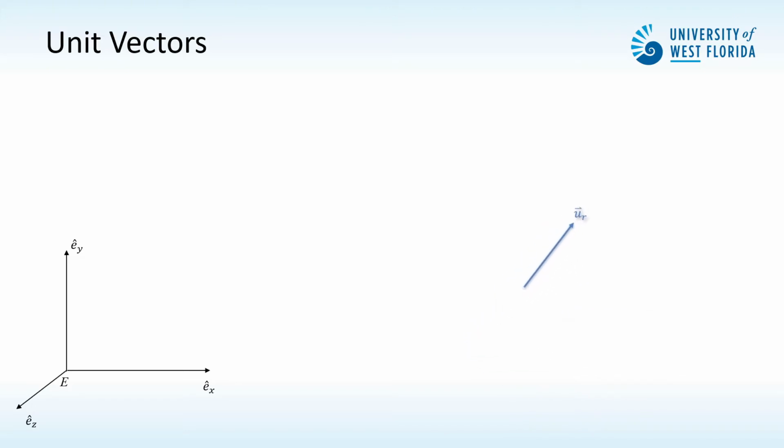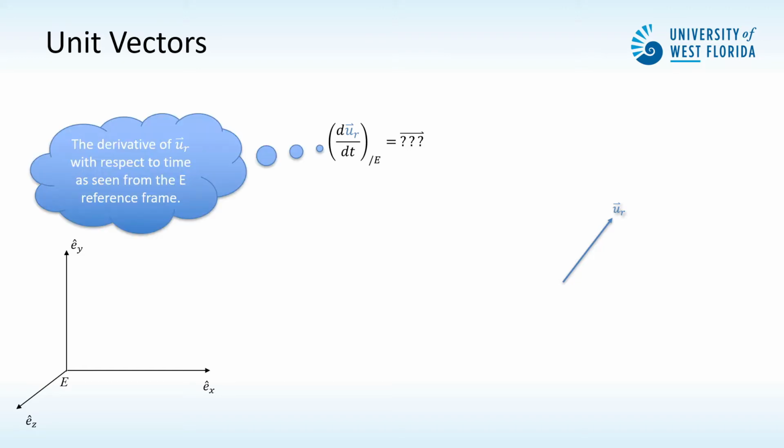Now here's a question that you probably haven't encountered before. Can you take the derivative of u sub r? As it turns out, you can, but you have to take the derivative with respect to a specific reference frame. And we'll denote this reference frame using a subscript outside the parentheses. So this would be said, the derivative of u sub r with respect to time as seen from, or as taken in, the E reference frame.